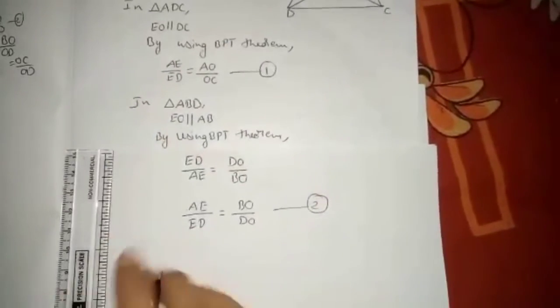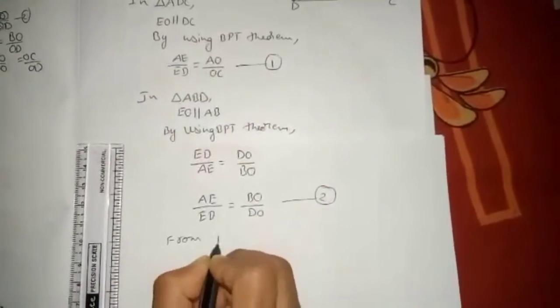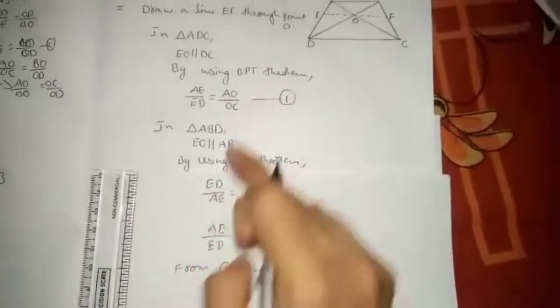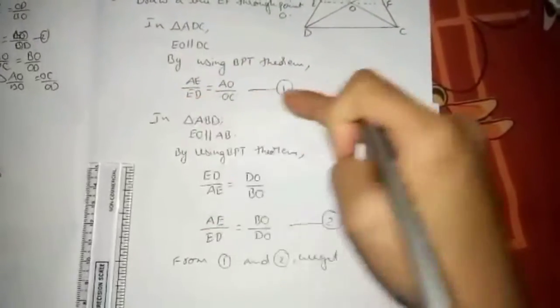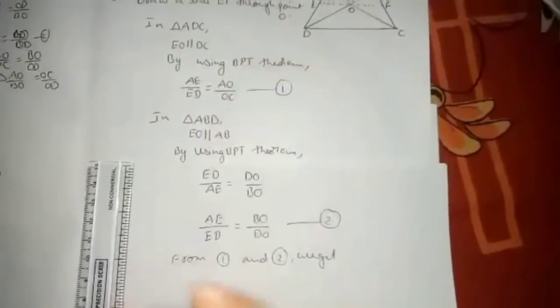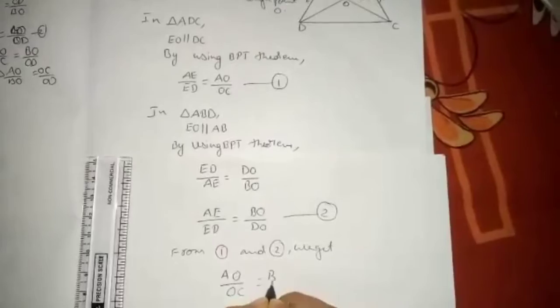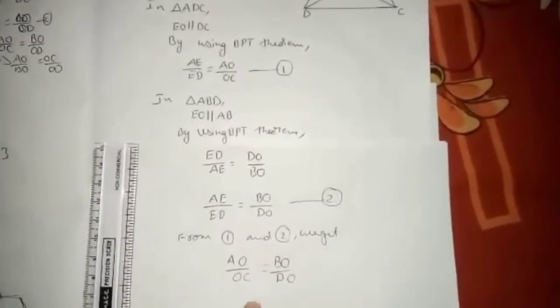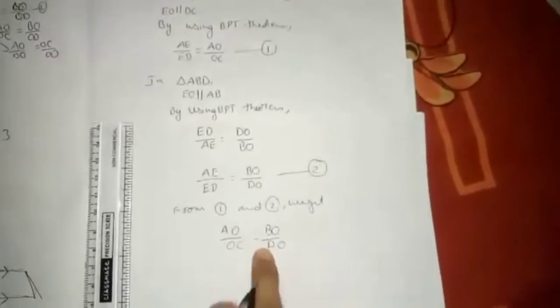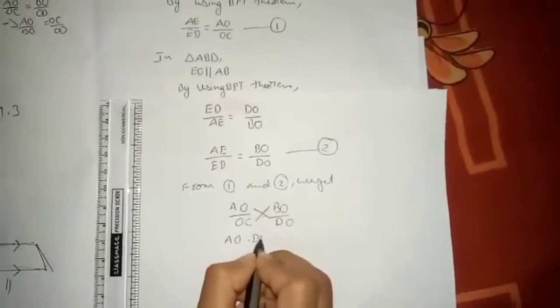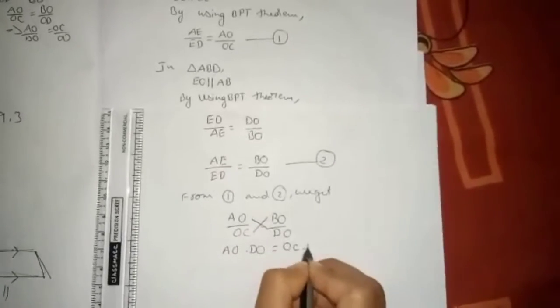Then from 1 and 2, what will you get? AE by ED is the same, so the left-hand sides are the same, so the right-hand sides are also equal. AO by OC is equal to BO by DO. What do we actually have to prove? AO by BO is equal to CO by DO, but we got AO by OC, BO, DO. So we'll do the cross multiplication. AO into DO is equal to OC into BO.